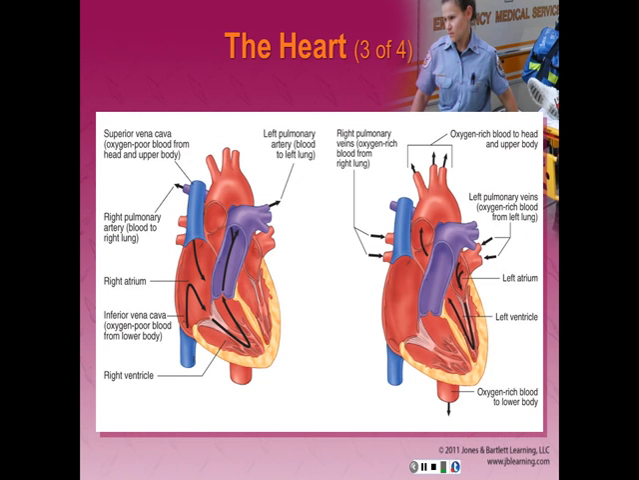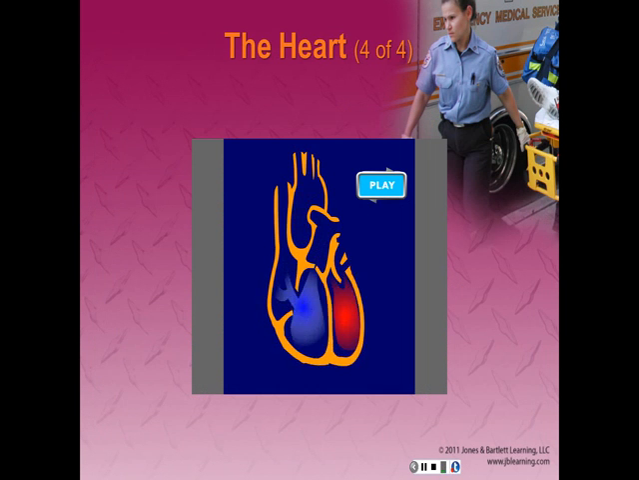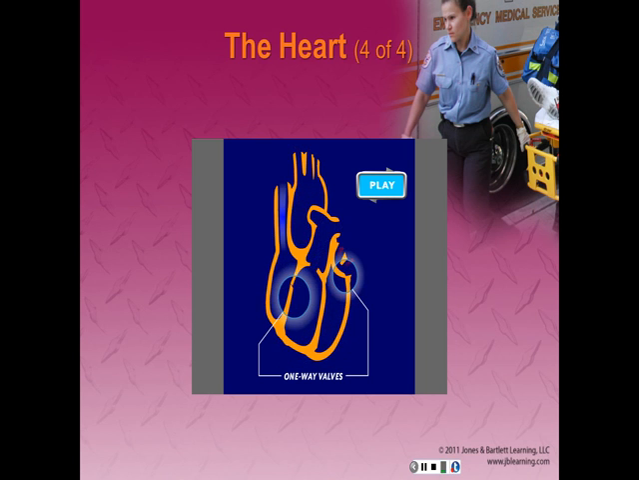As you can see here, great picture of the heart and the main vessels coming off the heart, and a great animation of the heart here. As you can see, the blue side is the deoxygenated blood returning and being pumped out to the lungs across the one-way valves. The red side is oxygenated blood going out to the body.